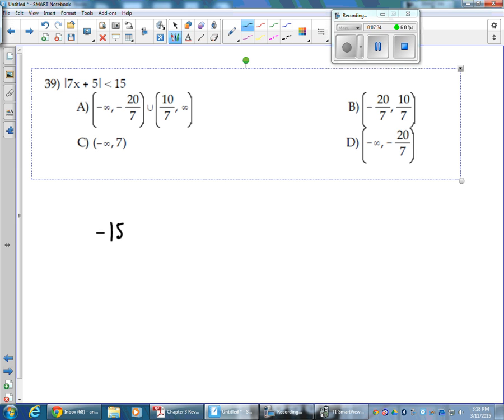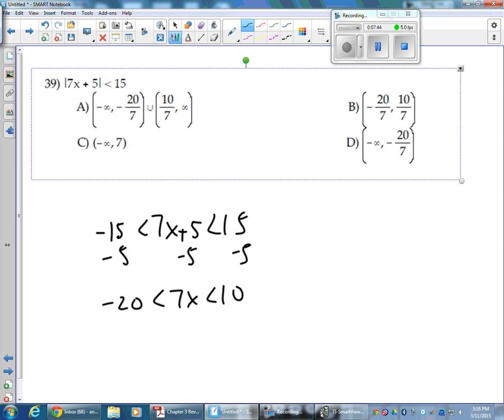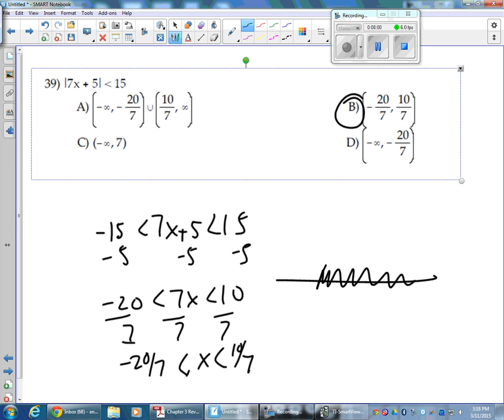39 is a less than, so that's when it's going to be between two numbers. So negative 15 is less than 7x plus 5 is less than 15. And then I just solve this. So subtract 5, which gives me negative 20 is less than 7x is less than 10. Divide by 7. I get negative 20/7 is less than x is less than 10/7. So it's between negative 20/7 and positive 10/7. So we're shading between two numbers on this with open circles. So that's why we've got the parentheses and not the brackets.